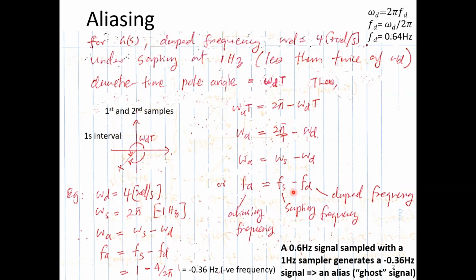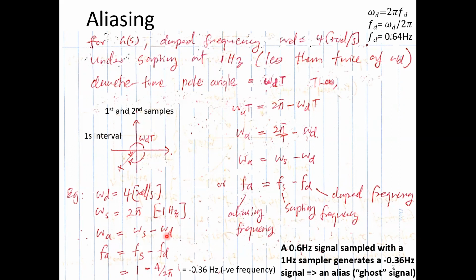This equation holds whenever you break the Nyquist theorem. Whenever you sample a signal at less than twice the signal frequency, you can use this equation to calculate what it looks like after sampling. And we have a numerical example here.